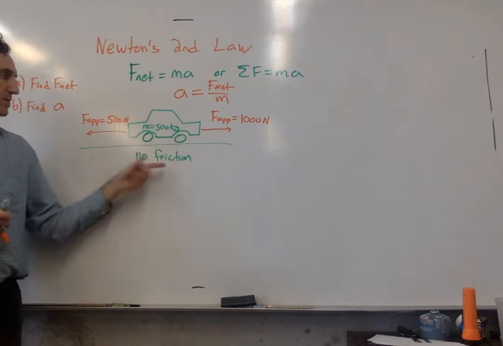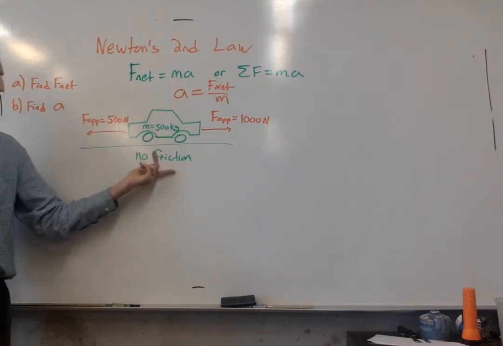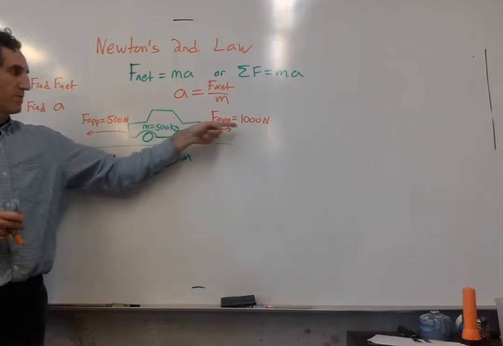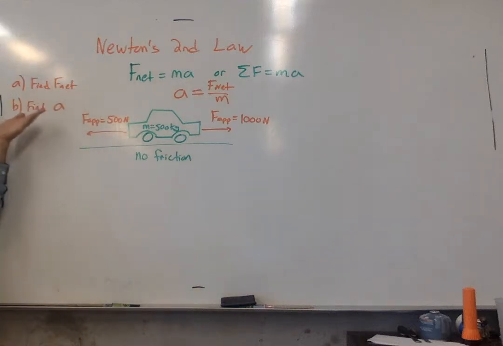So here I have a pretty basic problem: a 500 kilogram car resting on a road with no friction to start out, to make it a little easier. An applied force of 500 newtons this way, an applied force of 1,000 newtons that way, and part one is finding the net force, part two is finding the acceleration.